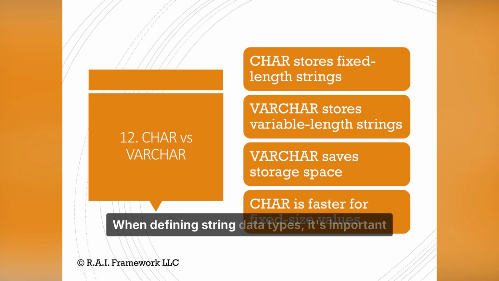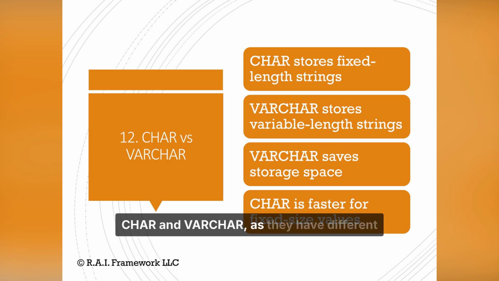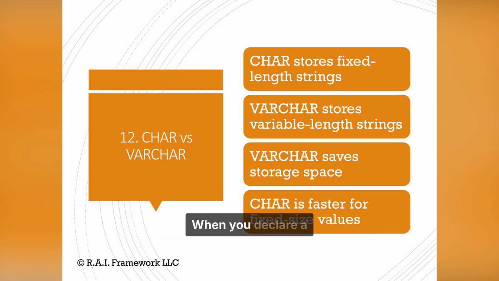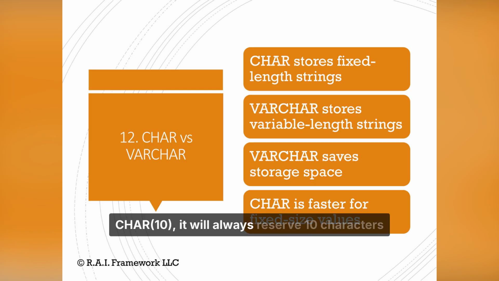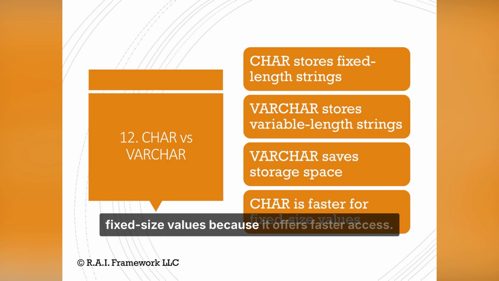When defining string data types, it's important to choose between char and varchar as they have different characteristics and performance implications. Char stores fixed length strings. When you declare a char 10, it will always reserve 10 characters of space, even if the actual data is shorter. The remaining space is padded with blanks.